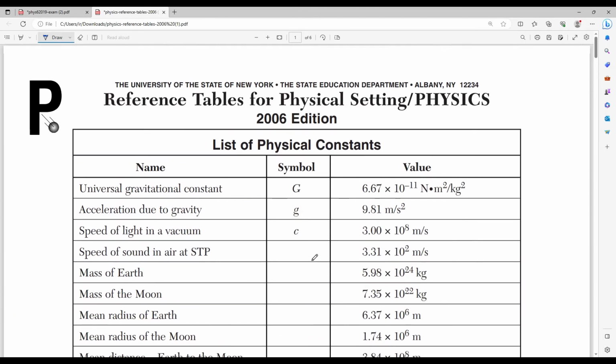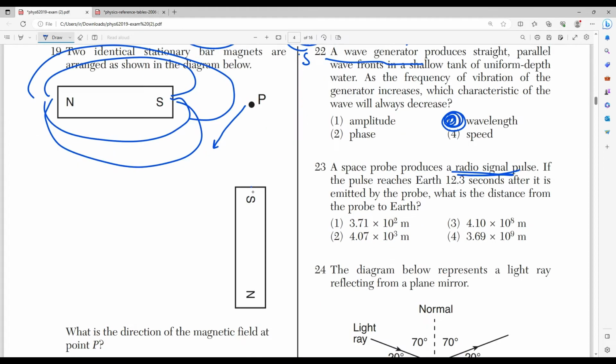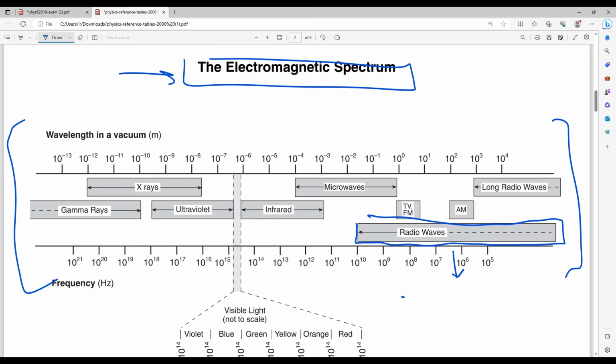And if you don't know what that is, the speed of light in a vacuum is going to be this big number, right? So I'm just going to go ahead and write that down: 3.00 times 10 to the power of 8 meters per second, right? So because it's on the electromagnetic spectrum, just know that all of these travel at the same speed in a vacuum, which is the speed of light, right?